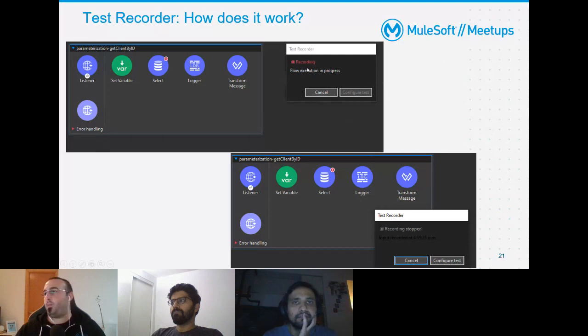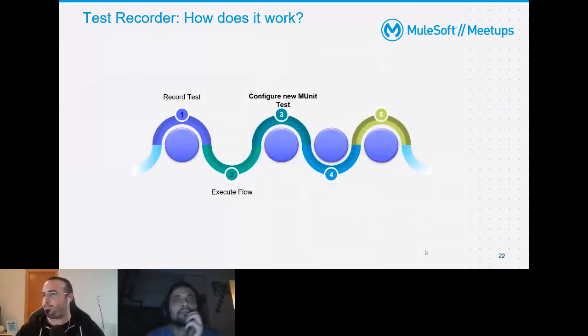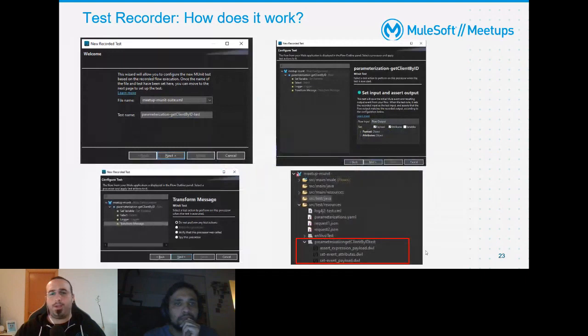Once it stops recording, you will be able to configure the test, as you can see in this image below. So that will be our third step: configure the new MUnit test. When you hit configure test, at the top left we can see a screen that will be the first one to pop up.